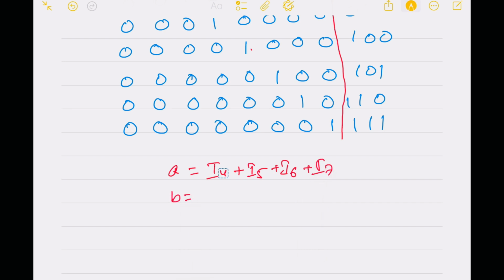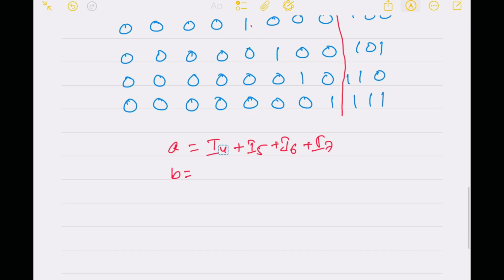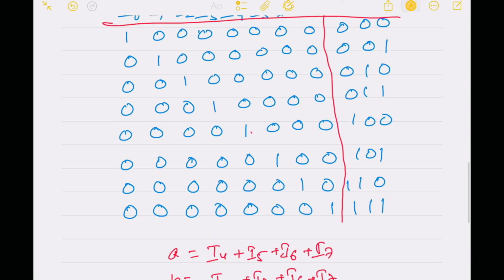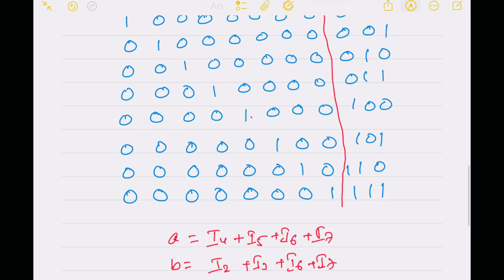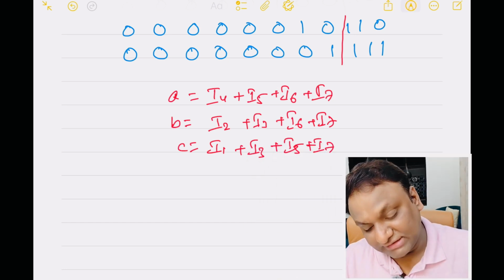Similarly, B is equal to I2, I3, I6 and I7. And C is equal to, you can see here, 1, 3, 5, 7. So this is I1, I3, I5 and I7. Okay, so these are the outputs.